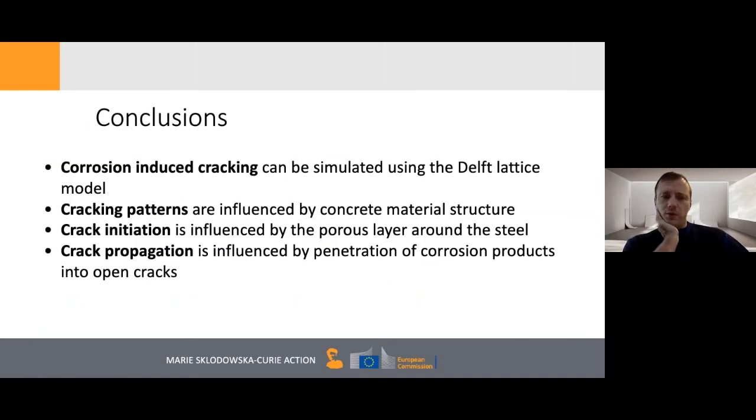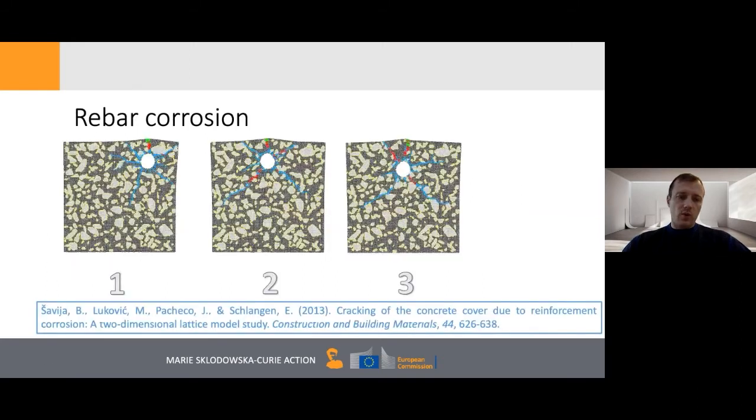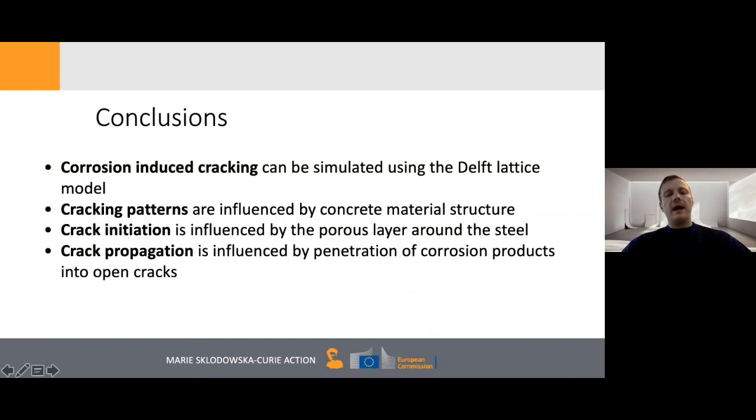So to conclude this small part of my talk, we can simulate corrosion-induced cracking using the Delft lattice model. The cracking patterns, I did not go into that in detail. We actually simulated each of these cases for different material structures, so we varied the distribution of aggregates. And that influences the cracking patterns, but also to a certain extent, cracking pressure. So there's a statistical and stochastic nature of this process.